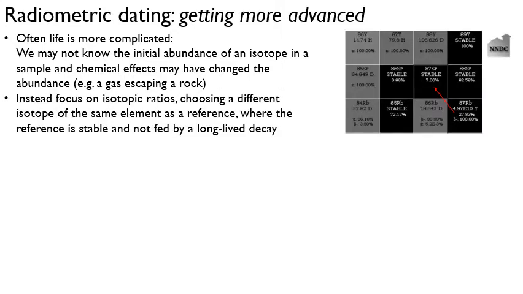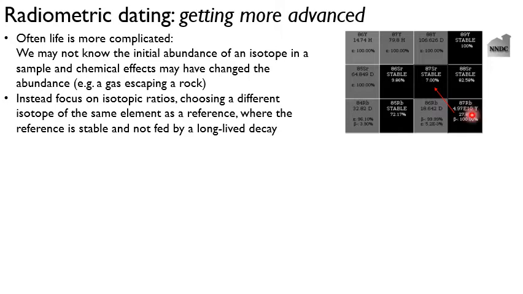So what's done instead is to focus on isotopic ratios, and you choose a different isotope of the same element as the nucleus you're interested in as your reference. The reference isotope has to be stable and not fed by a long-lived decay. That sounds pretty abstract, probably, but let's take an example.